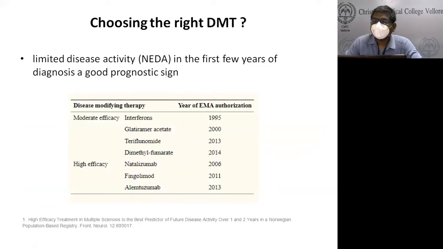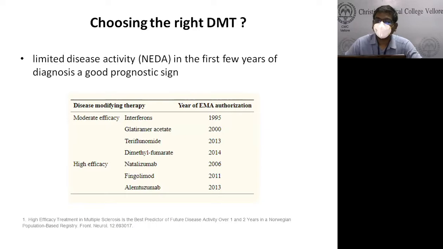And so the important thing is to choose the right DMT initially. More and more we are becoming familiar, and we have been practicing this for quite a long time, that limited disease activity in the first 2 or 3 years of diagnosis of MS is actually a good prognostic sign. It's a clinical indicator that your disease is not a very aggressive form of MS.